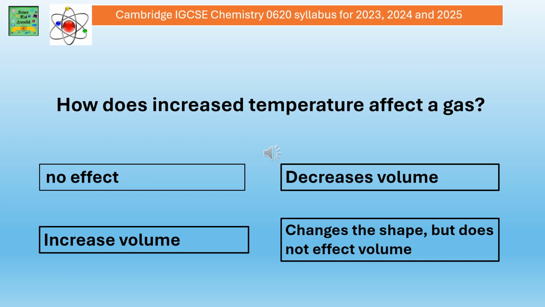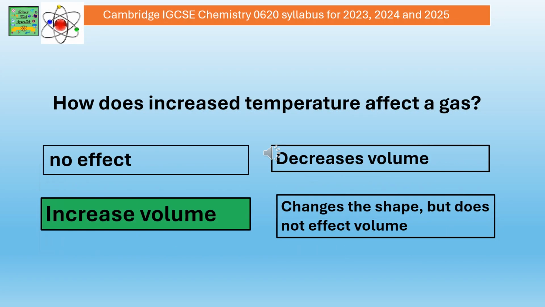How does increased temperature affect a gas? No effect, decreases volume, increases volume, or changes the shape but does not affect volume. The answer is increased volume. As the temperature is increased, the volume increases.